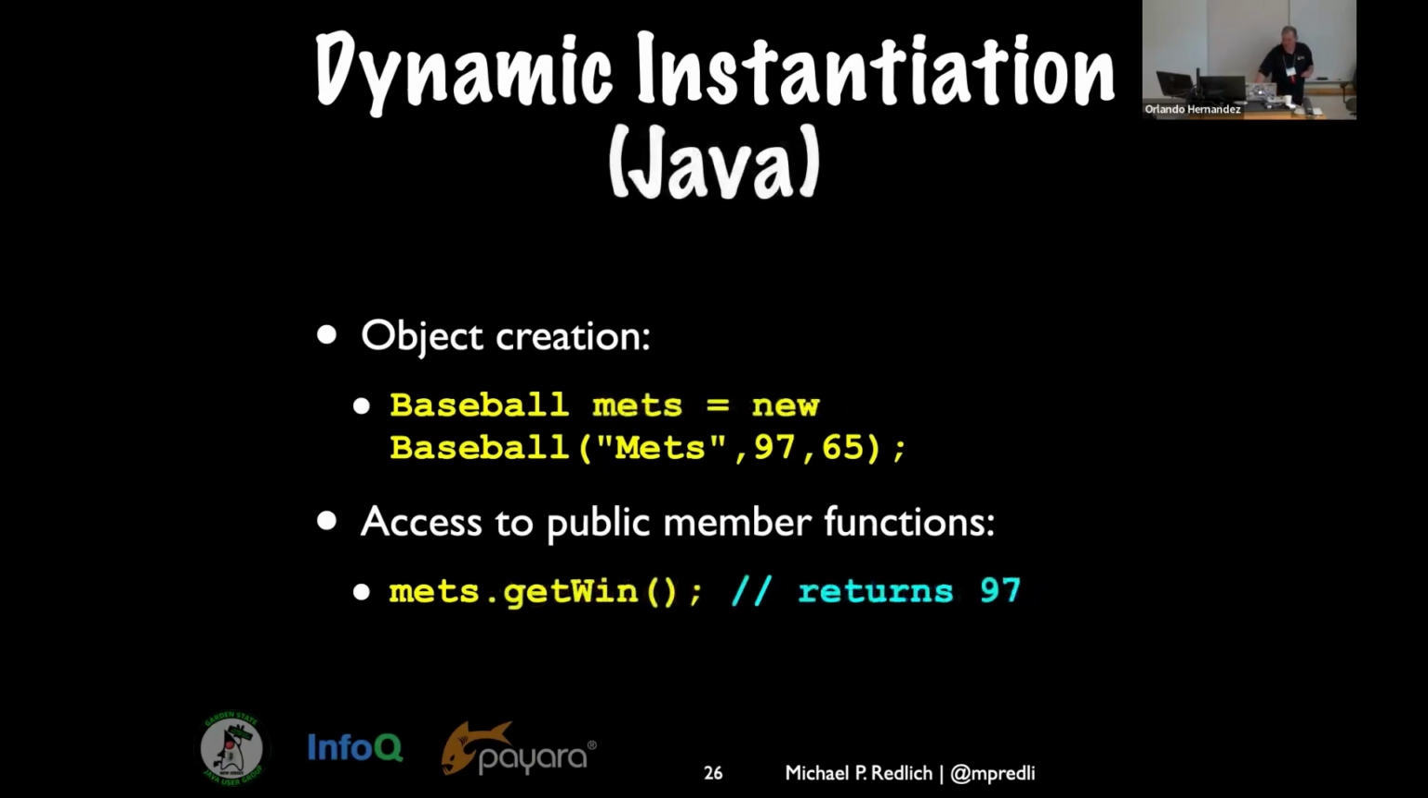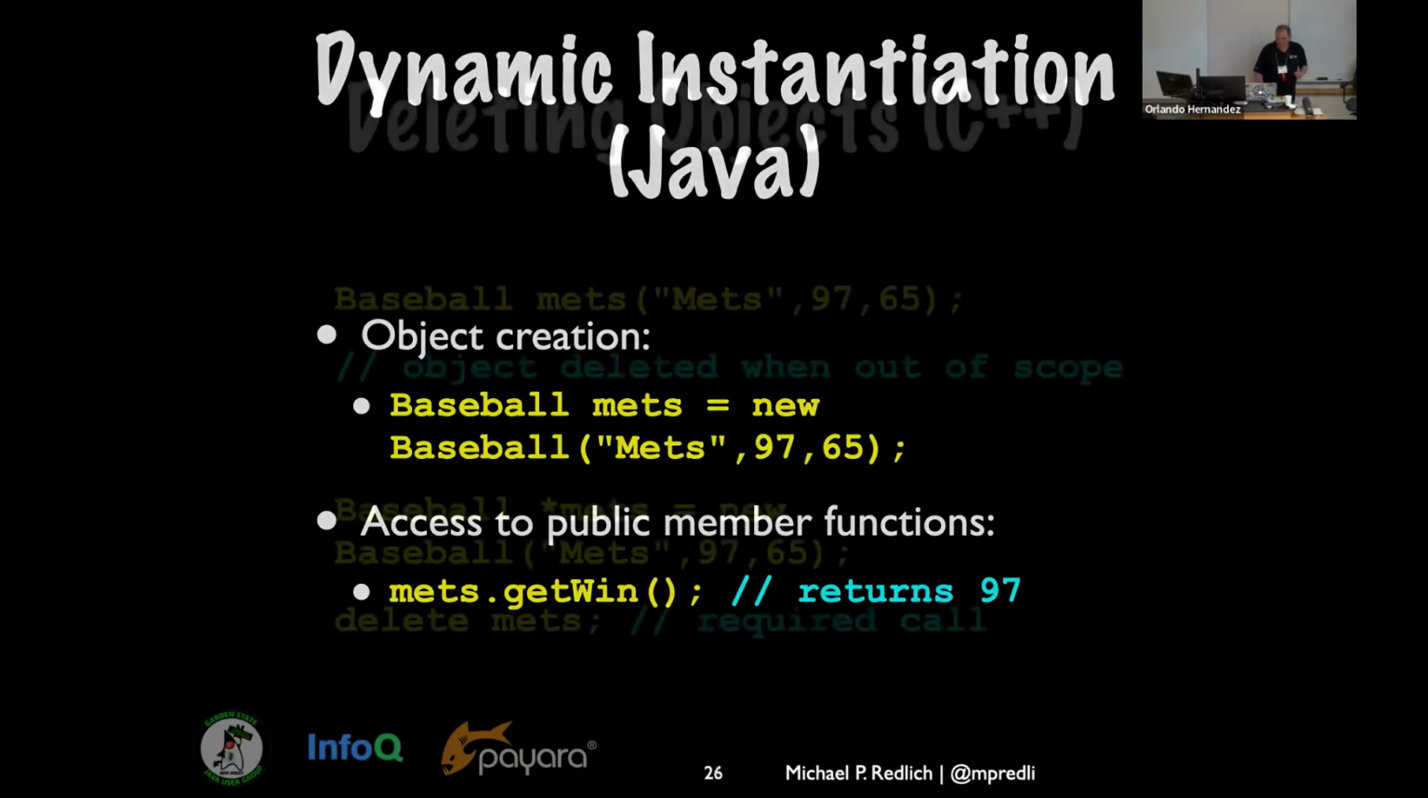In the Java world, there's only one way to do it. It's very similar to what we just saw on the C++ side, except there are no pointers in Java. So you just do it the same way, except without that asterisk. And then you use the dot notation to get the number of wins.